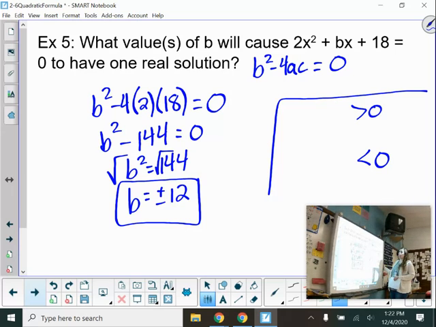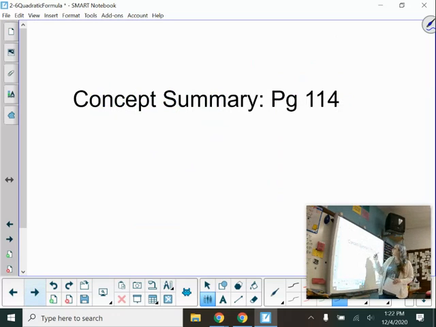So that wraps up our 2-6 quadratic formula. If you want to look in your textbooks, there is a concept summary on page 114 that goes through all the stuff with the discriminants, introducing the quadratic formula, and how to plug into the quadratic formula. So go back, rewatch the first video, rewatch this video, and as always, reach out to me if you have any questions.